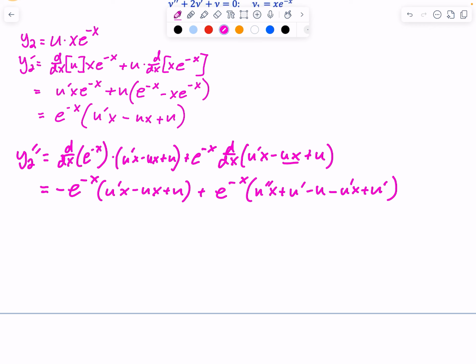They both have negative e to the negative x. So I'm going to go ahead and start factoring. We got to be careful here. I'm going to factor out an e to the negative x, which means I have to change the signs of the first bit, but that'll allow me just to keep the second bit the way it is.